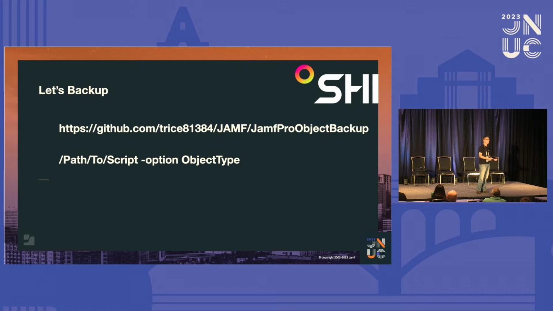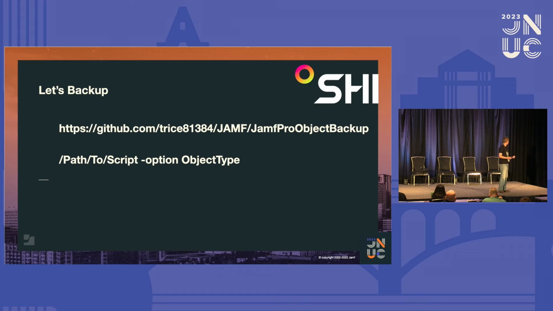Within that folder, it will create subfolders based upon the objects that you're downloading. Policies, scripts, configuration profiles, Jamf accounts. Within those folders, it will then create two final subfolders based upon the object type. So if you download all your policies in XML and JSON format, you'll have two folders in there, one for XML, one for JSON.